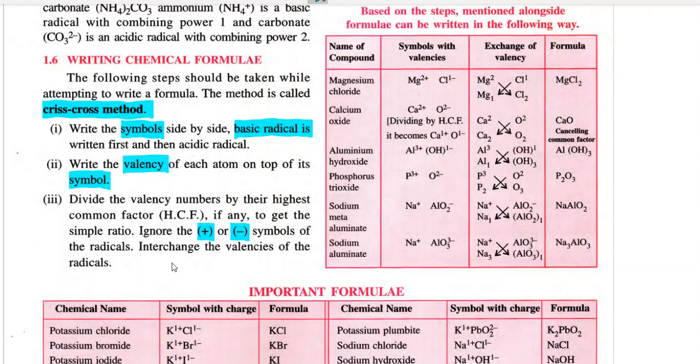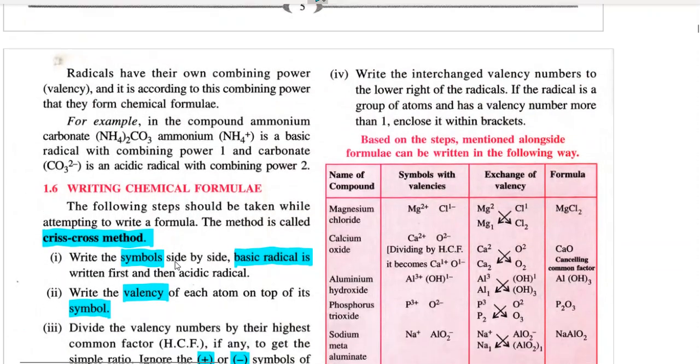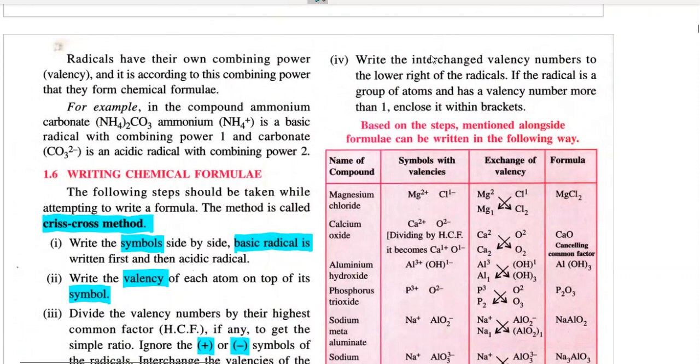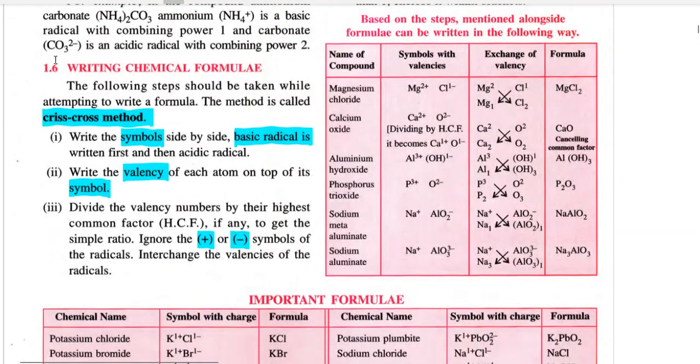Interchange the valency of the radicals in the subscript. Okay, write the interchanged valency numbers to the lower right of the radicals. That is the subscript. Subscript means to the lower right. I will show you that with an example. If the radical is a group of atoms and has a valency number more than one, then enclose it within the bracket. Okay, so these are the 4 steps for writing chemical formula.